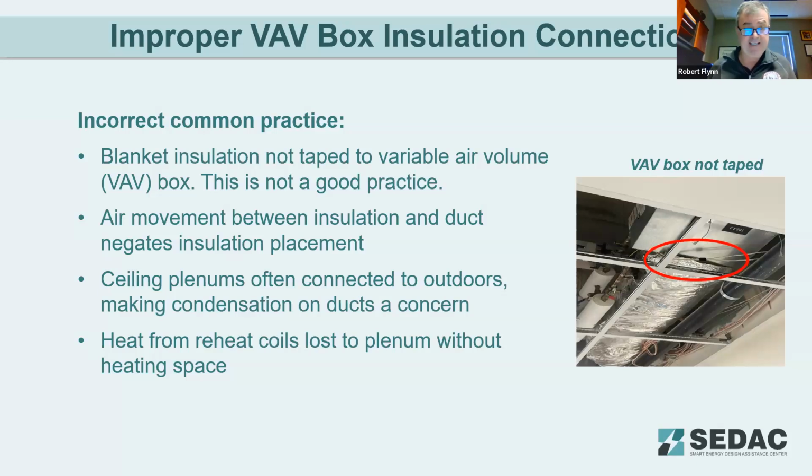So blanket insulation not taped to the VAV box, as you can see in this picture, is not a good practice. Air movement between the insulation and the duct negates insulation placement. Sealing. The plenum is often connected to outdoors, making condensation on ducts a concern. Heating from the reheat coils is lost in the plenum without heating the space as well.